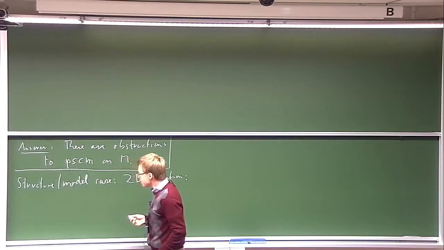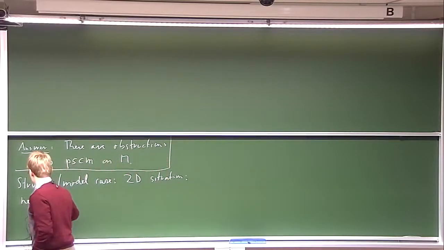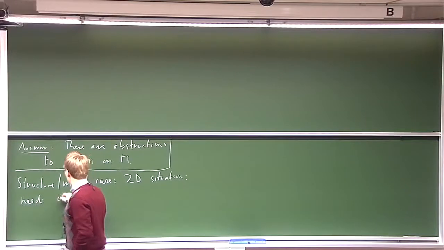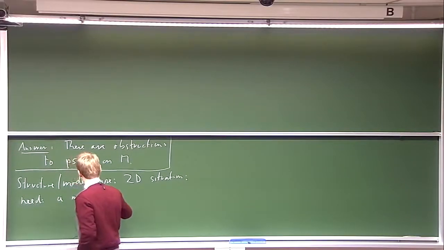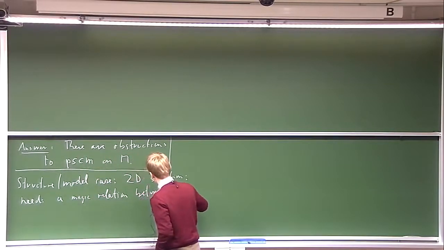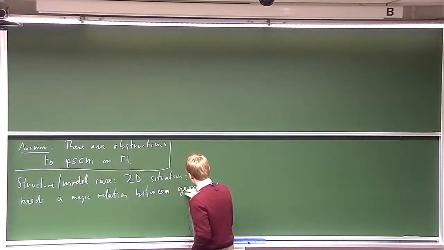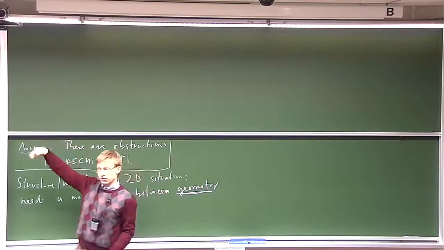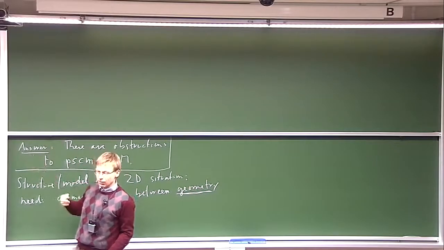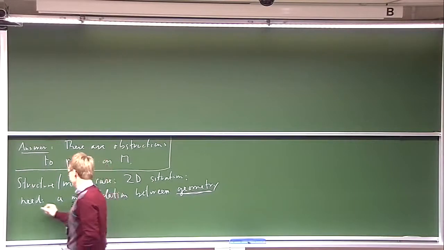And what we need is some magic relation between the geometry, where the scalar curvature is our input, and the other thing, which is just the pure topological type of the surface.